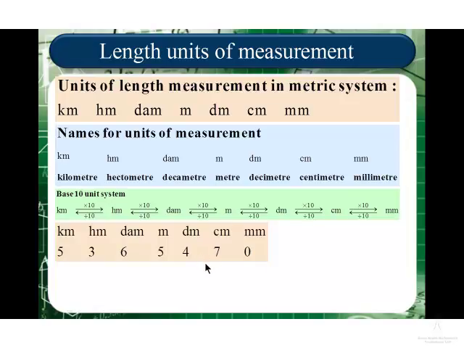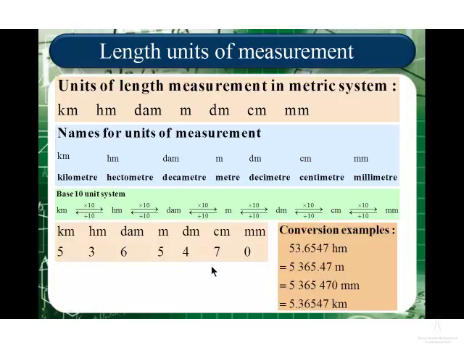So to convert from one unit measure to another, here we have some more examples. Say we have this particular measurement, 53.6547 hectometers, and I would like to express it as meters, the same measurement. Then clearly the decimal position must shift 2 units to the right. That means I've multiplied by 100, or 10 to the power 2.